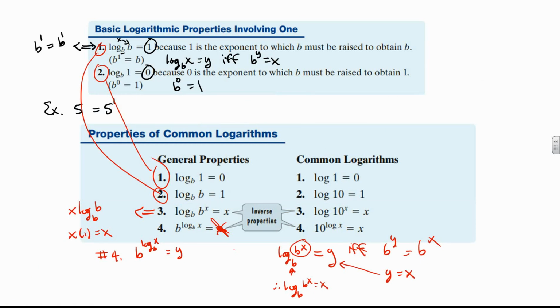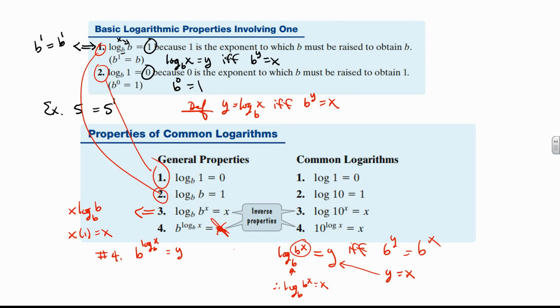Okay. So the definition says this. It says that y is equal to log base b of x, if and only if, that means equivalent, if and only if b to the y is equal to x. You kind of have to get used to that terminology, that lingo. But the definition is what you want to etch in your mind somewhere.